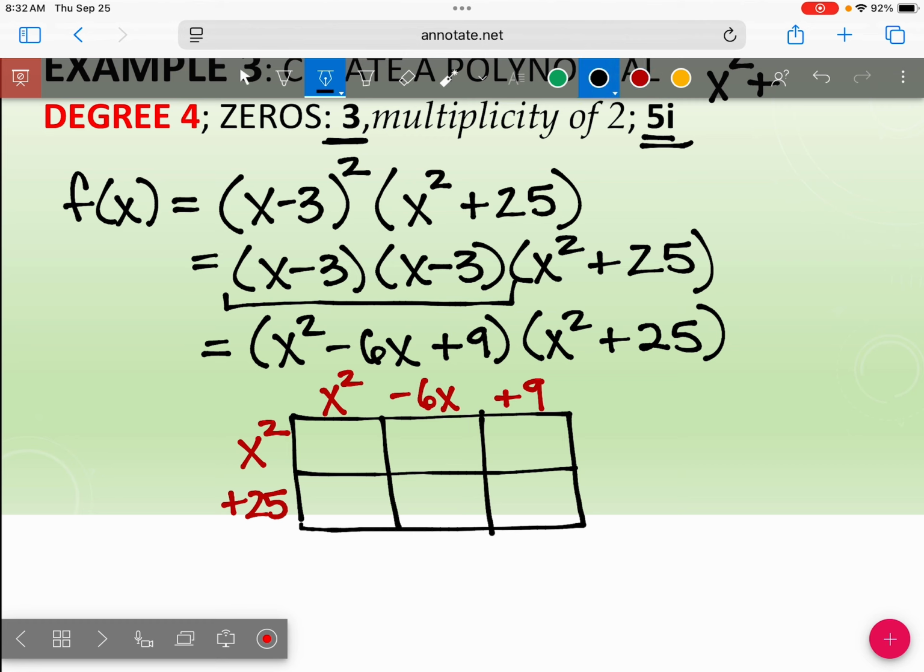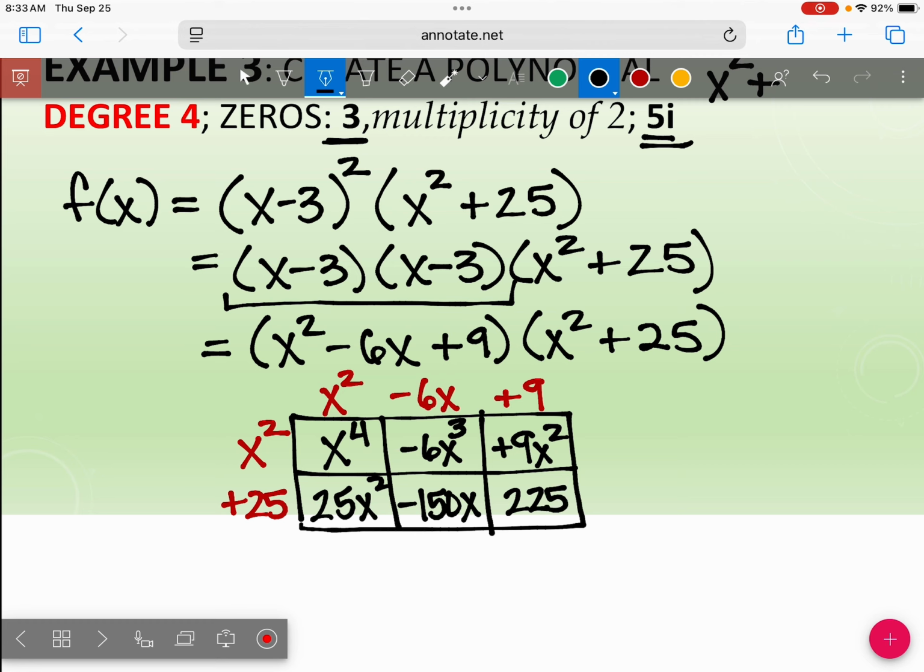All right, so I know in my first row I should have x to the 4th. This is minus 6x cubed. That's plus 9x squared. And then in my bottom row, I have 25x squared. Then 25 times negative 6x is 100, is that negative 300? No. Negative 150x. And then 25 times 9 is 225. Okay.